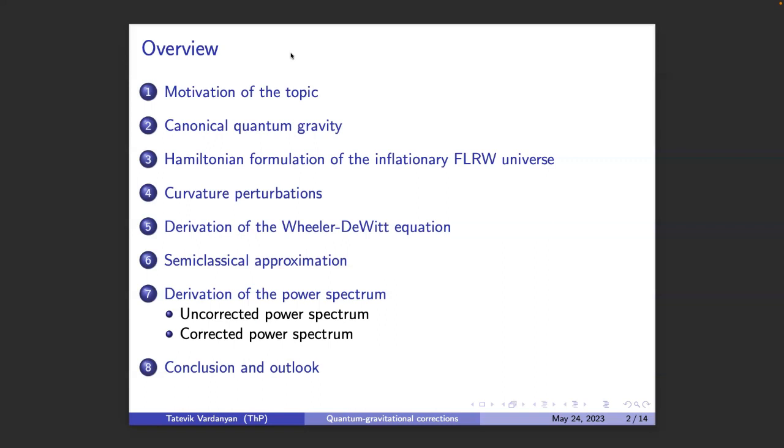The quantization, after the Hamiltonian formulation, leads us to the Wheeler-DeWitt equation. And instead of trying to solve this directly, we will apply the semiclassical approximation and study it using this approximation. After this approximation, we can derive the power spectrum for the uncorrected and quantum gravitationally corrected cases. And I'll finish with conclusion and outlook.